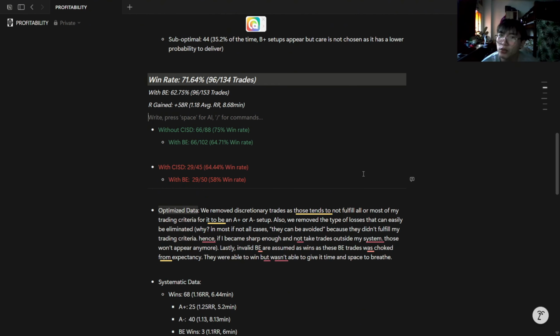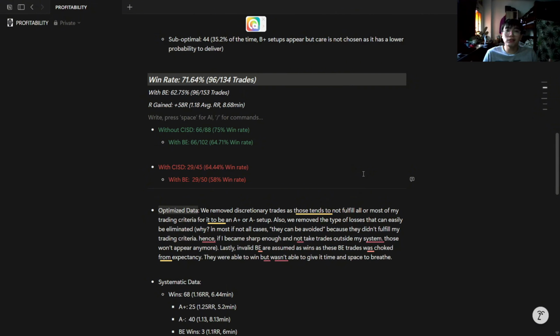I only did it for my 2025 data. Basically, as stated here, we just remove discretionary trades, as those tend not to fulfill most of my trading criteria. It's not an A plus or A minus. Basically, to simplify this, optimized data is just I'm only recording A plus setups and A minuses.